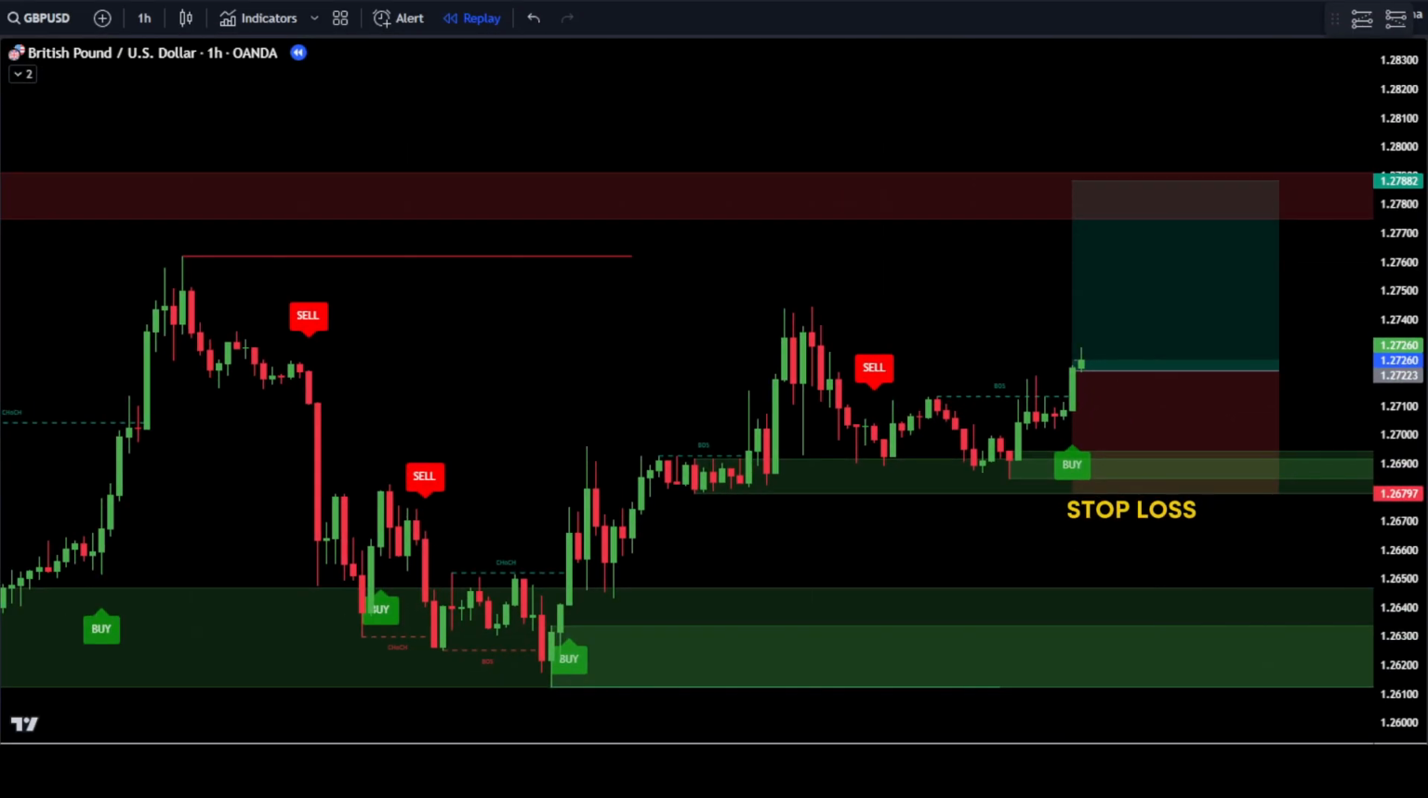Set the stop loss below the bullish order block area. Target take profit using a risk-to-reward ratio of 1 to 1.5.